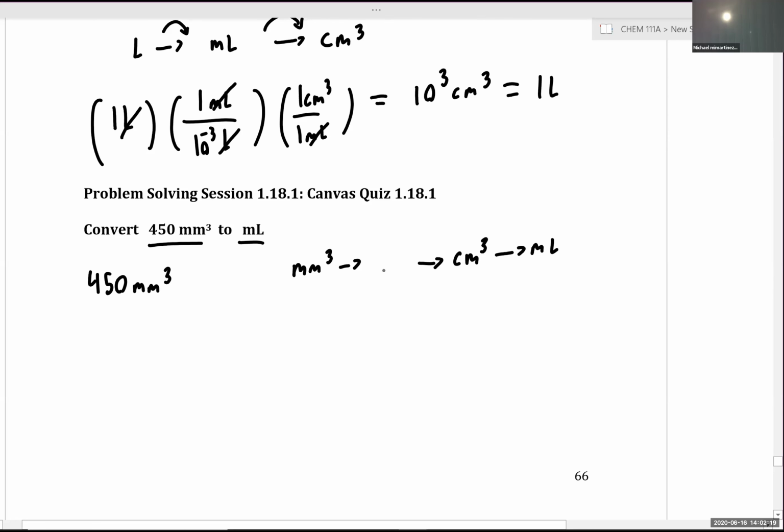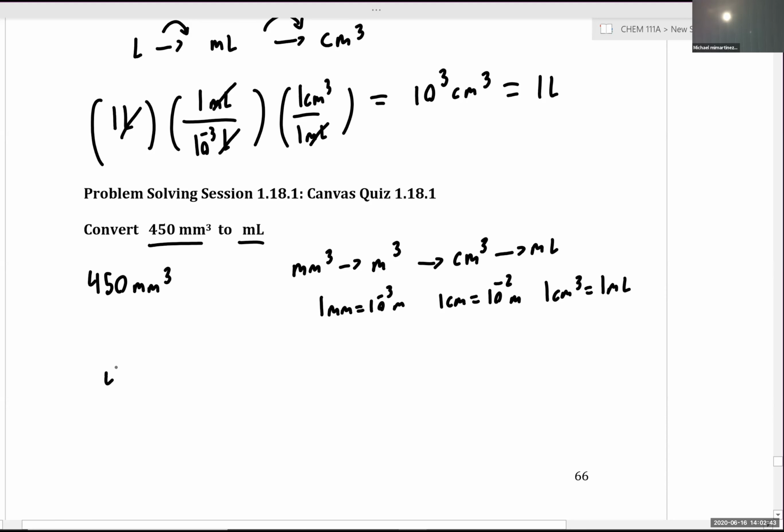What's our intermediate unit? What's our stepping stone along the way? What's our base unit? Meters cubed. Perfect. So now I'll write out some equalities. 1 millimeter is 10 to the negative third meter. 1 centimeter is 10 to the negative second meter. And 1 centimeter cubed is 1 milliliter.